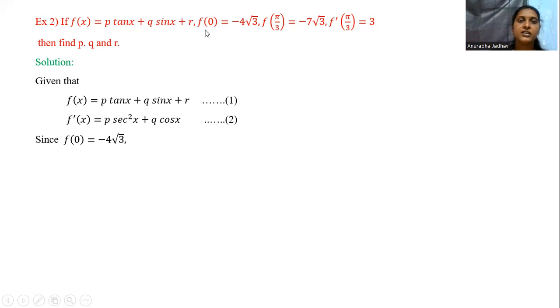First condition, write down f of 0 is equal to minus 4 root 3. Put in equation 1 x is equal to 0. That is, we get f of 0 is equal to p into tan 0 plus q into sin 0 plus r.